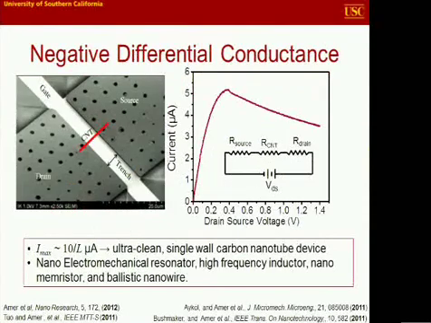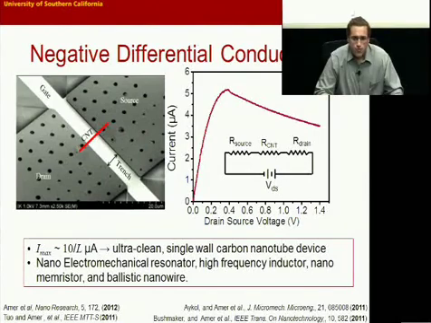One of the things we observed on these nanotubes is negative differential conductance. That's basically when you measure the current by applying a drain source voltage, the current is going to decrease as you increase the drain source voltage.